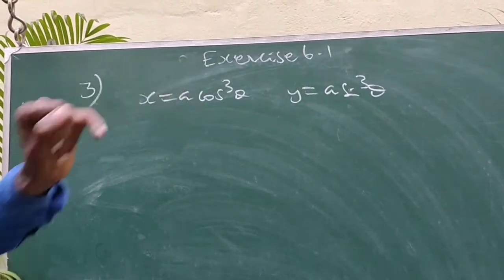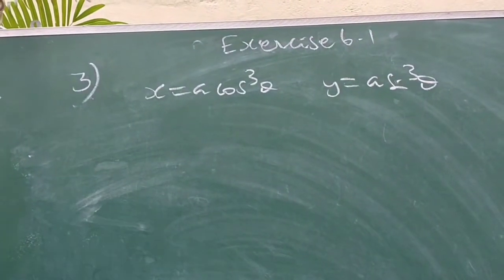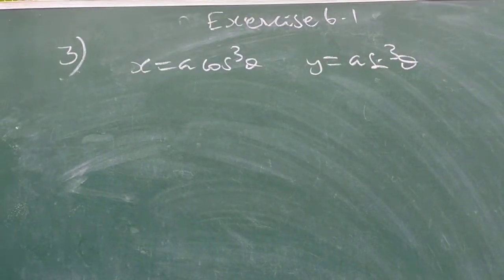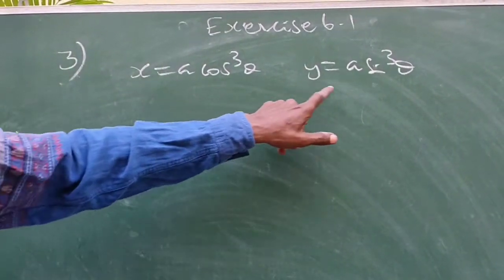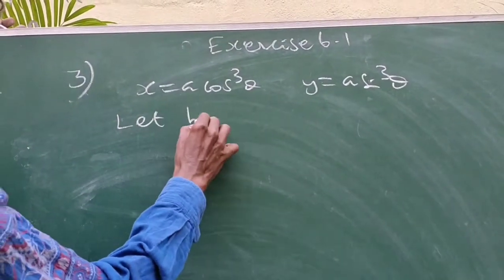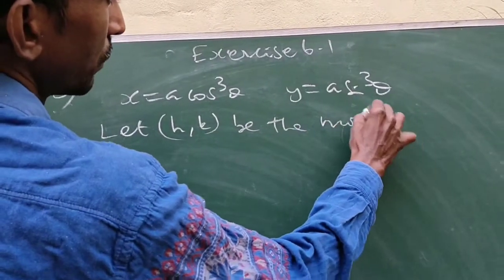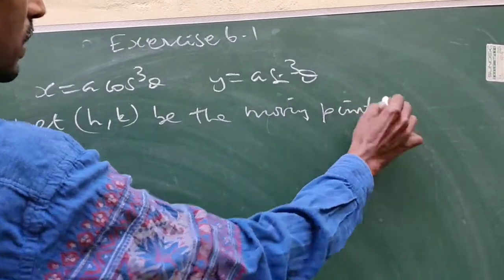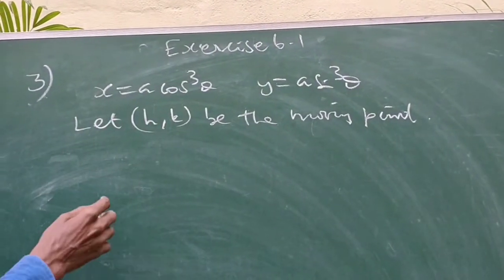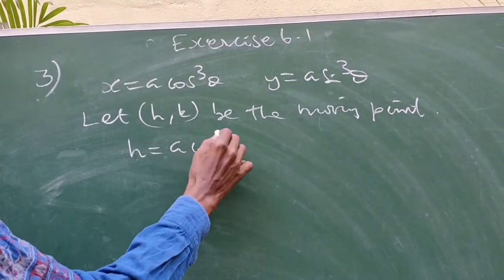Question number 3 in exercise 6.1. If theta is a parameter, find the equation of the locus of a moving point whose coordinates are x equal to a cos cube theta, y equal to a sin cube theta. Obviously, let me assume h comma k be the moving point, given that the coordinates of h equal to a cos cube theta.